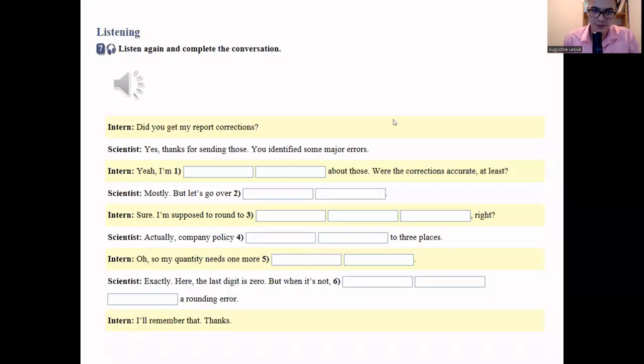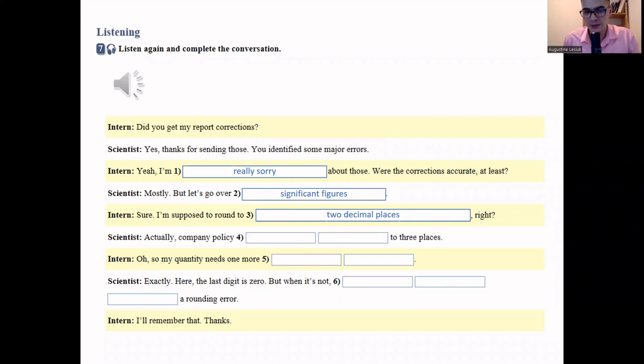Here are the answers. Did you get my report corrections? Yes, thanks for sending those. You identified some major errors. Yeah, I'm really sorry about those. Were the corrections accurate at least? Mostly, but let's go over significant figures. Sure, I'm supposed to round to 2 decimal places, right?